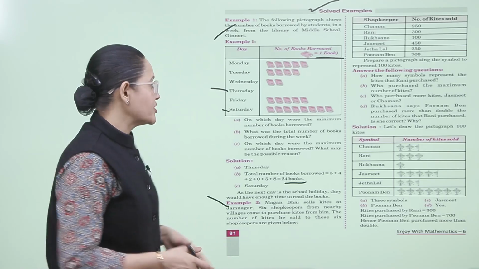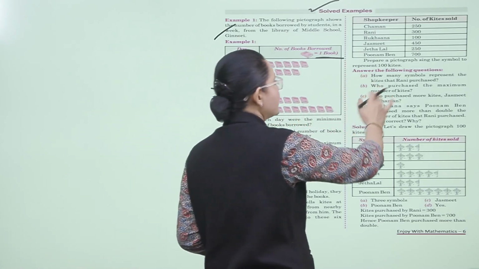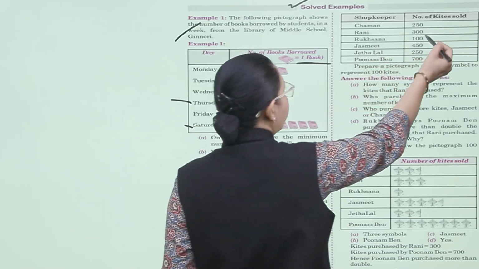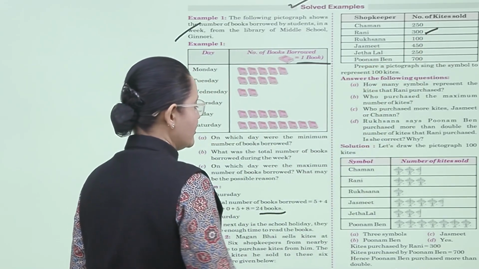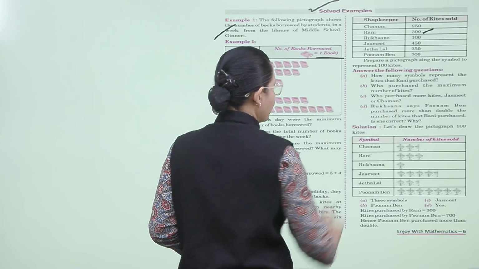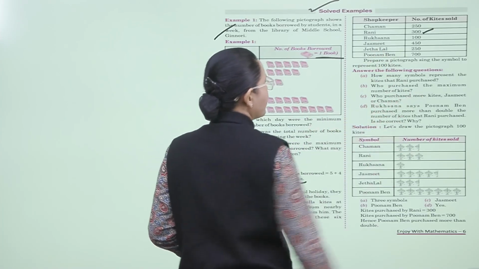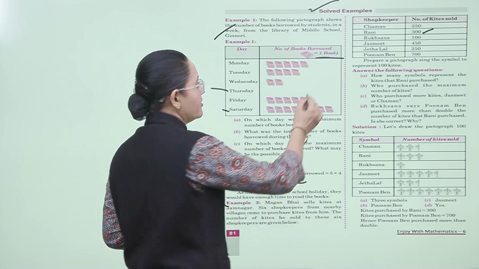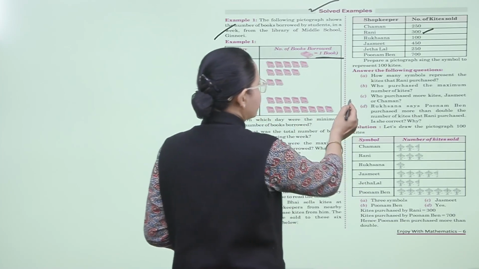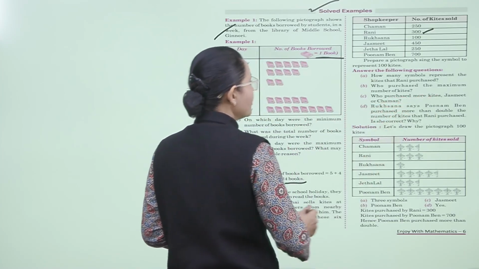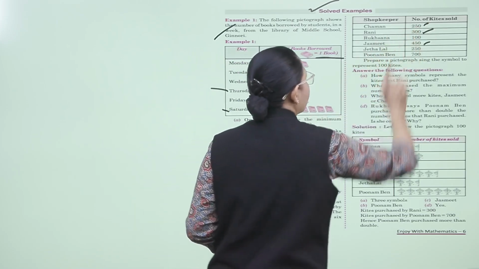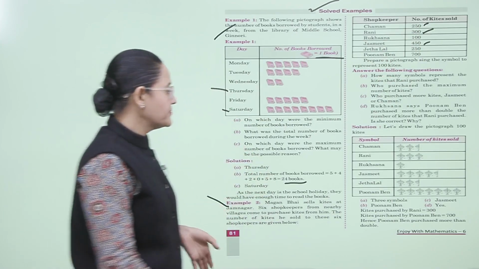Now, we have to answer some questions. How many symbols represent the kites that Rani purchased? So, Rani purchased 300 kites. 1 represents 100 kites, total 300, so 3 symbols. Clear? Who purchased the maximum number of kites? The maximum number of kites was purchased by Poonam Ban. Clear? Next, who purchased more kites, Jasmeet or Chaman? Jasmeet purchased 450 kites and Chaman purchased 250. So, obviously Jasmeet.